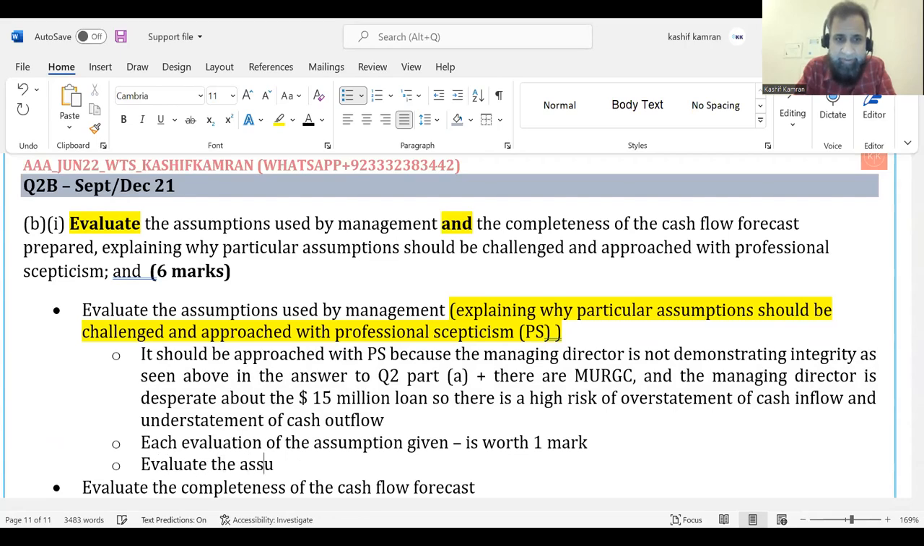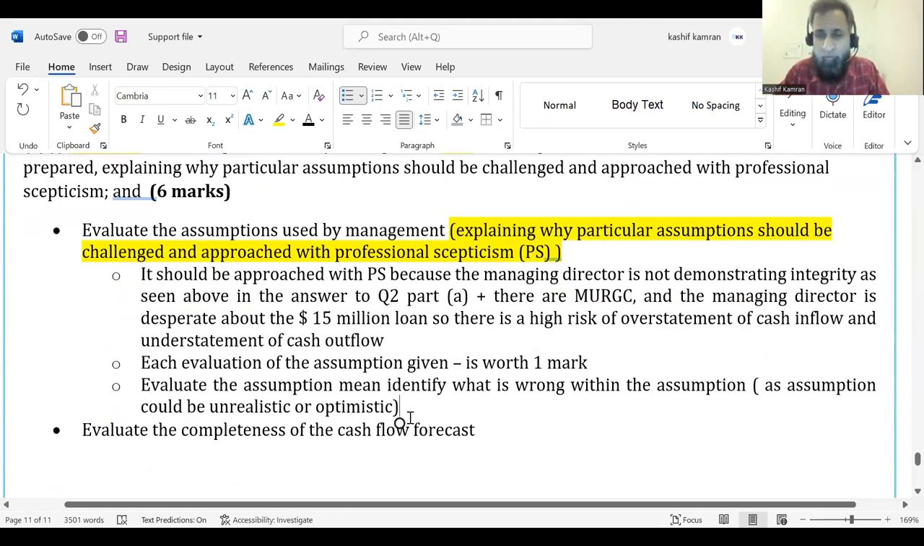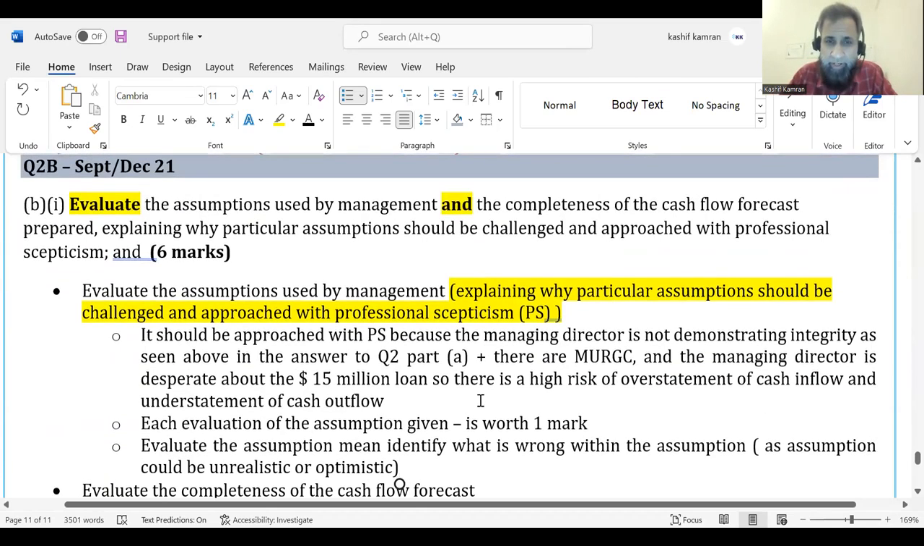Evaluate the assumption means identify what is wrong within the assumptions, as assumptions could be unrealistic or optimistic, because the management wants to overstate the cash flow. They could be optimistic, they could be unrealistic, and that's what you need to justify with 1 mark. I hope you're clear with the first part, right? Is everyone clear with the first part? Evaluate the assumptions used by management.